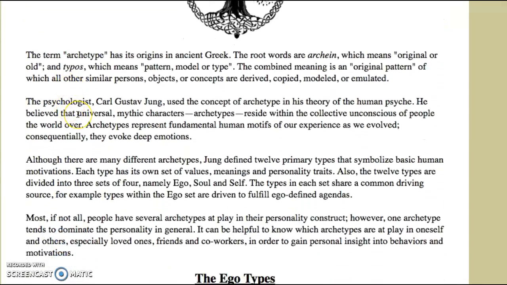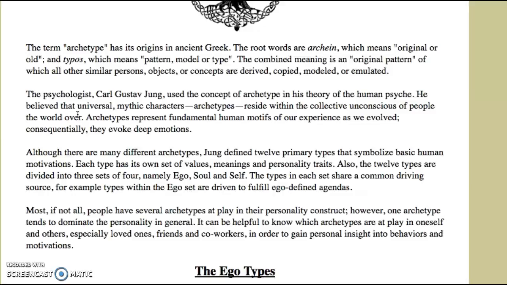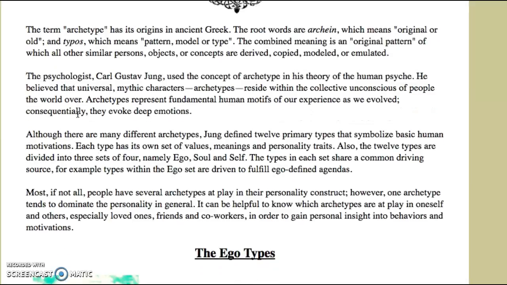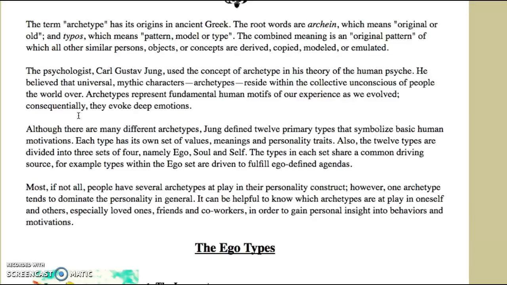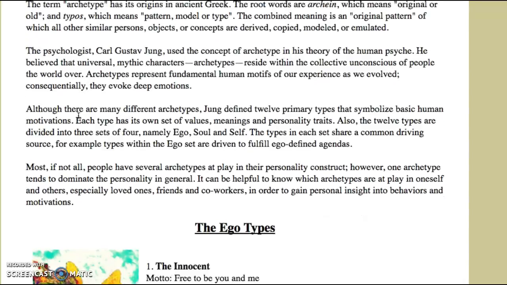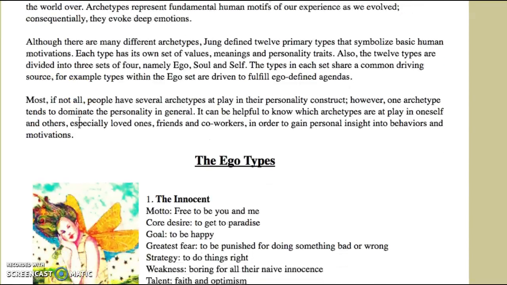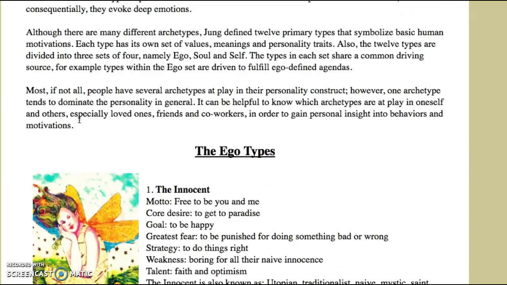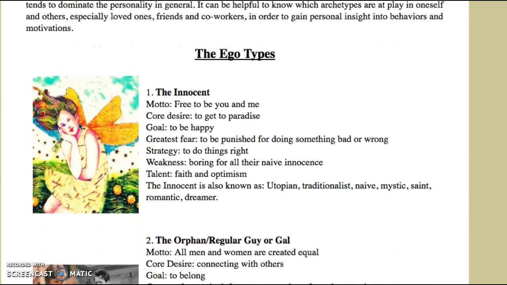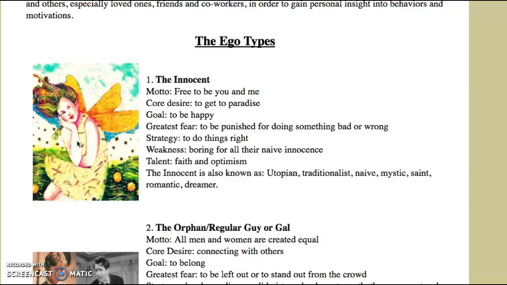that an archetype comes from the origin of the Greek word archein, which means pattern, model, or type. The concepts are derived, copied, modeled, or emulated. Carl Gustav Jung is a psychologist that writes about archetypes quite frequently. The ego, soul, and self. So here are some of the ego types. Here's the innocent, free to be you and me.